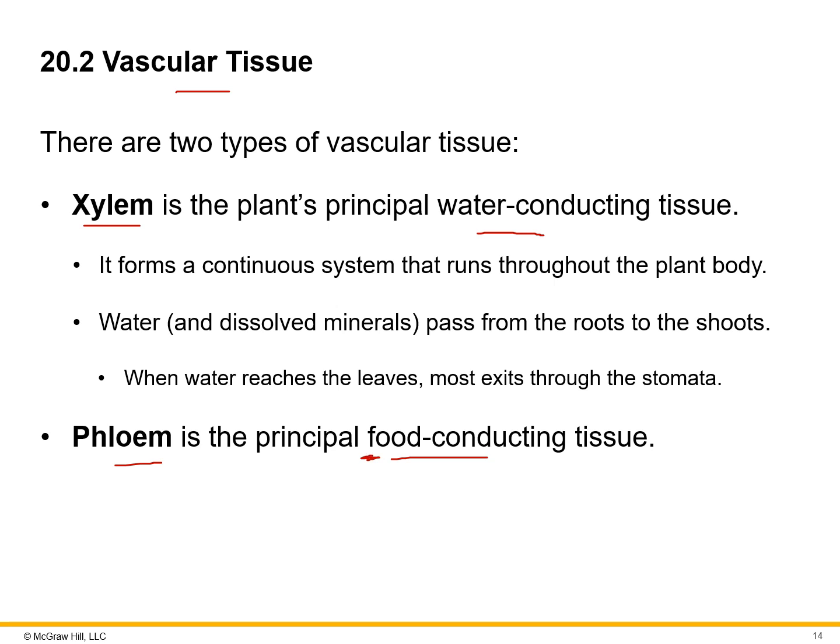And then the xylem is more about the water and the minerals. So it forms this continuous system that goes throughout, and that water passes from the roots to the shoot. And then whenever it reaches the leaves, most of it actually exits out through those stomata. So it doesn't actually circulate back through exactly the same way we think about our blood. So a lot of that water that gets transported by the xylem is lost out of those stomata.